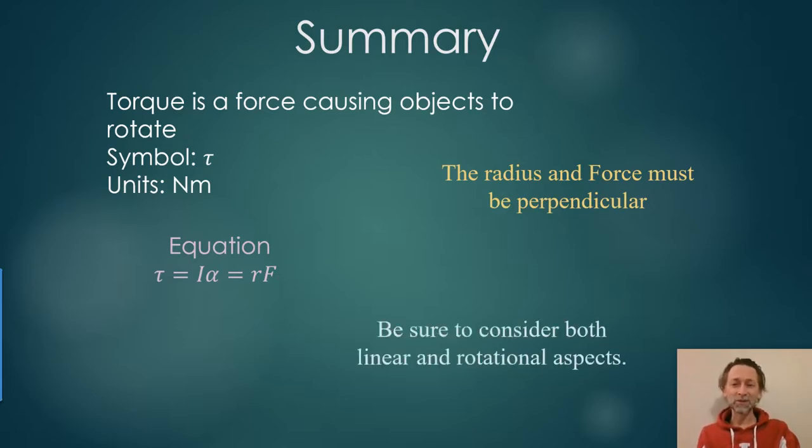So lastly, be sure to consider both linear and rotational aspects. Remember in that last problem where we did the Atwood machine, we have the two force diagrams that were our linear motion, but we also had the angular equation that took into account our angular motion. And that, in a nutshell, is what torque is.